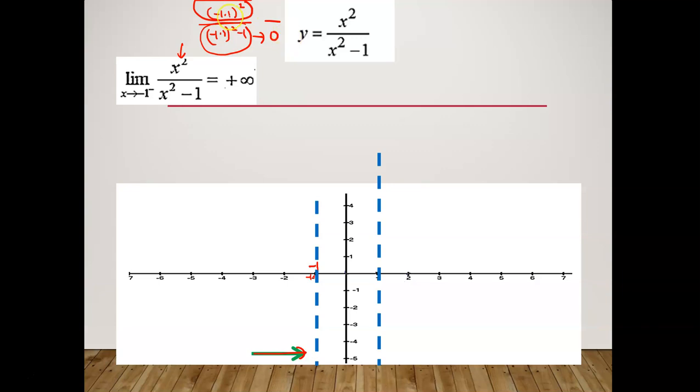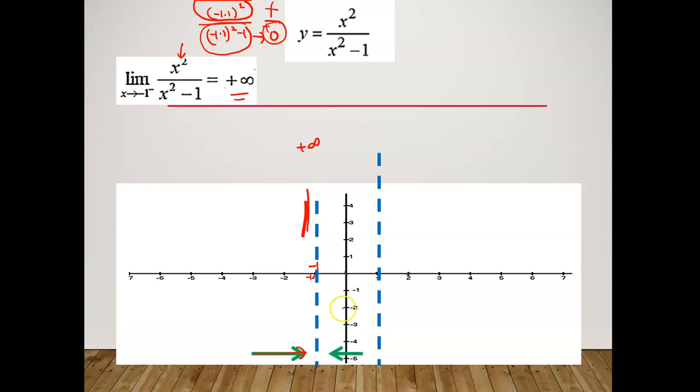We look here. Negative 1.1 squared is positive and it is bigger than 1. So a positive number bigger than 1, minus 1, gives a positive value here. So it will be approaching positive infinity, meaning that your graph will be going up.